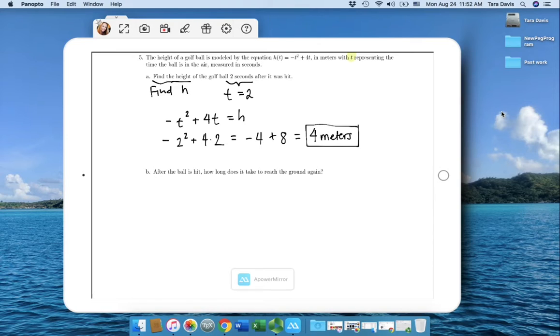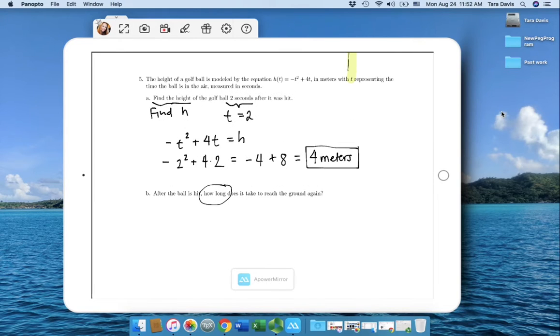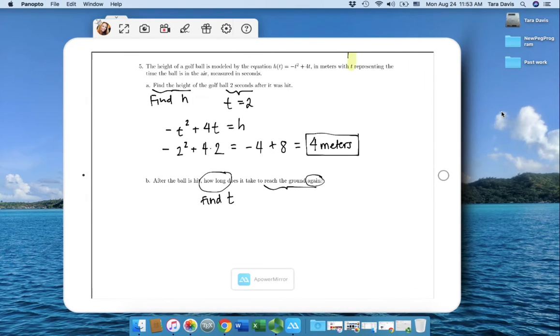Okay, so for part B, we are asked, after the ball is hit, how long does it take to reach the ground again? This one isn't quite as straightforward, but we can still figure it out. How long, that's what we need to know, and we know that the time is measured by t. So we need to find t, and what does it mean when it reaches the ground again? When it's on the ground, its height above the ground is 0. So we're going to find t when h equals 0.